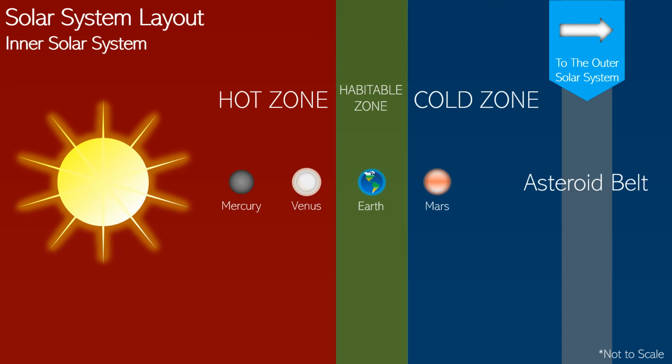The next zone is the cold zone. This zone is, well, cold. Water exists as a solid in this zone. The cold zone is the farthest from the Sun and encompasses Mars and the outer planets.